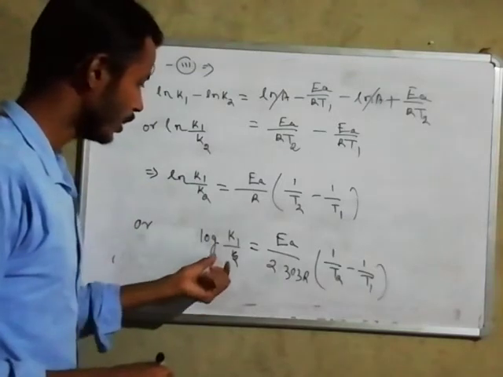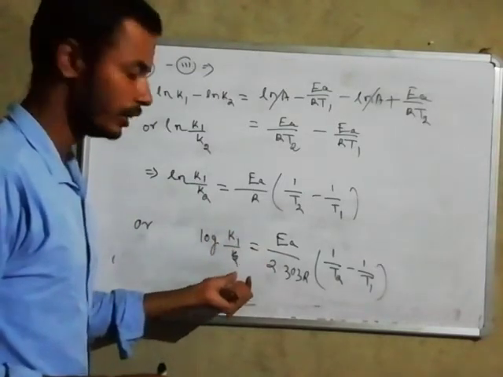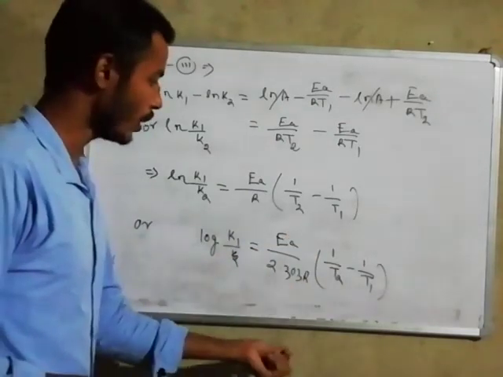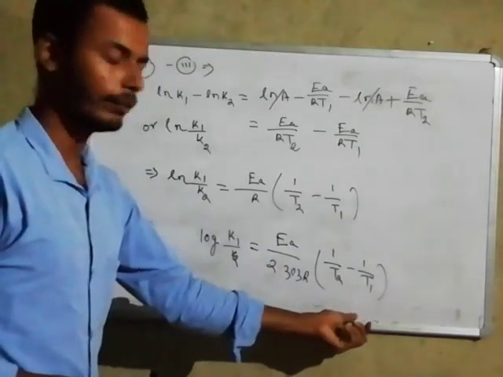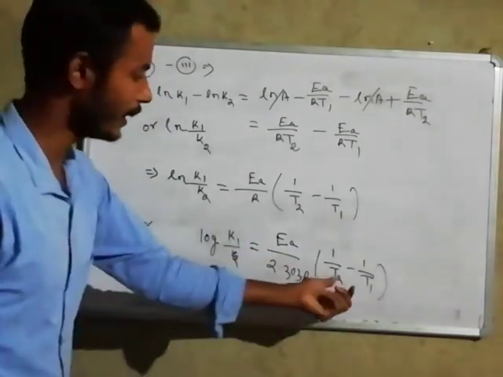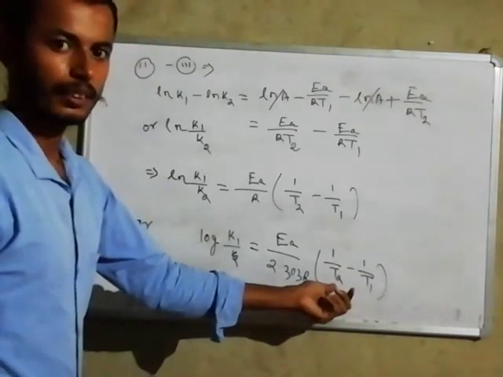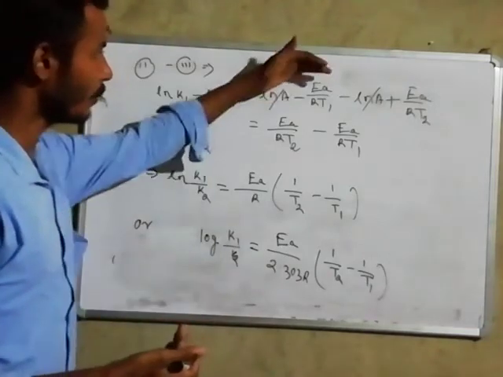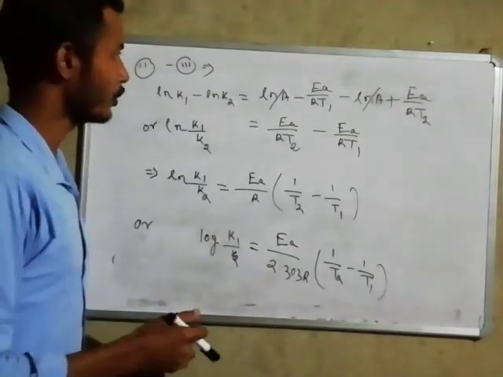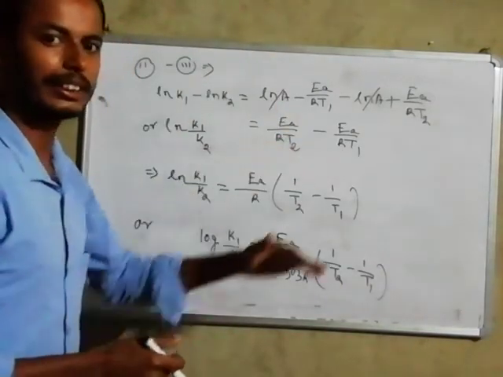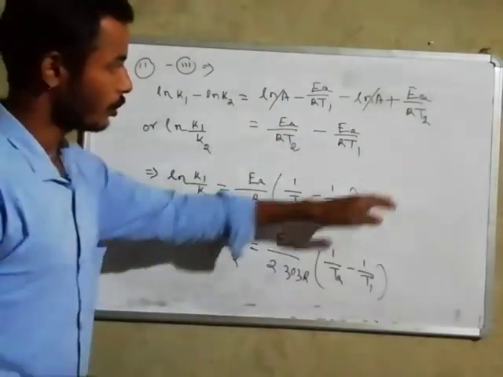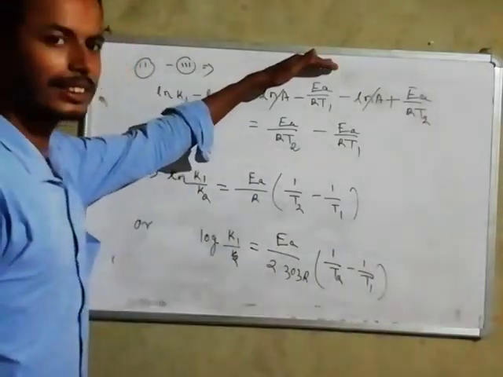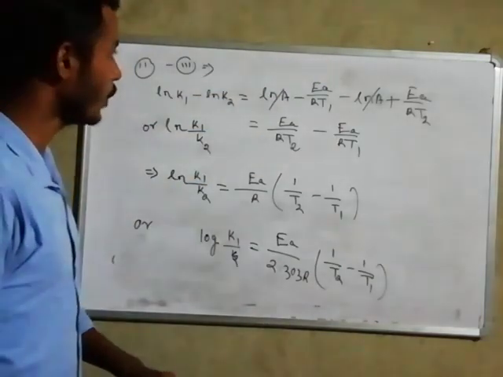So what is the equation? Log of k1 divided by k2 is equal to Ea divided by 2.303 R into 1 by T2 minus 1 by T1. Remember, here it is k1 and here T2. Okay? So after this, we have to discuss the effect of catalyst on the rate of the reaction, and also the collision theory of chemical reaction. Okay? So for today, this one. Tomorrow we'll discuss the effect of catalyst on the rate of the reaction, and also collision theory.